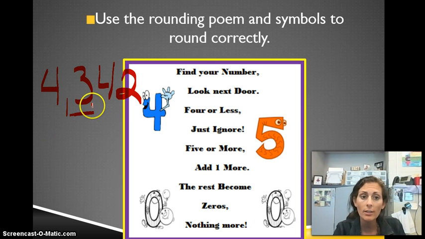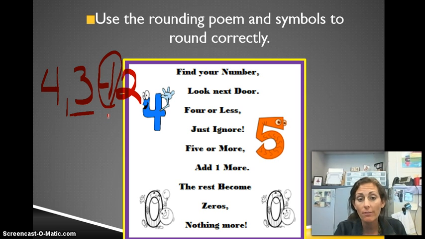So if I said nearest hundreds place, I'm going to underline the digit in the hundreds place. Look next door. For my look next door, I always have the kids circle the digit behind the one that they're rounding. And that's a 4. And it says 4 or less, just ignore. 5 or more, add 1 more. And I always use if it's 5 or more, give it a shove. If it's 4 or below, leave it alone. And in this case, since it's 4, we're going to leave the 3 alone.